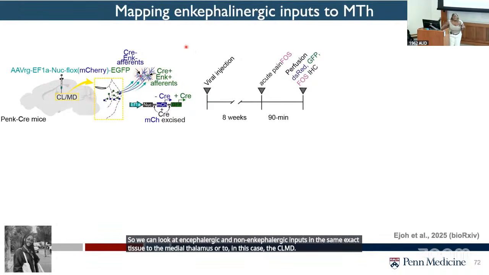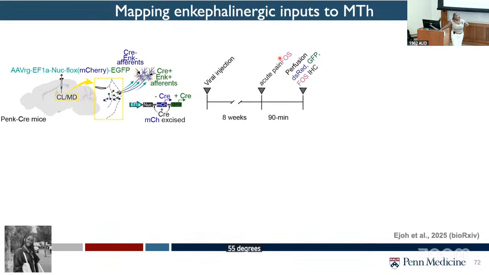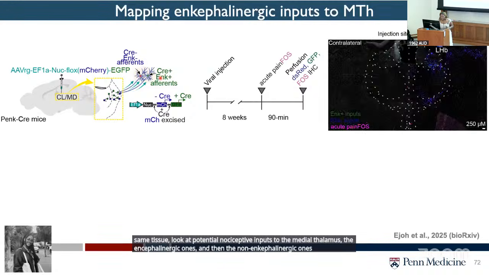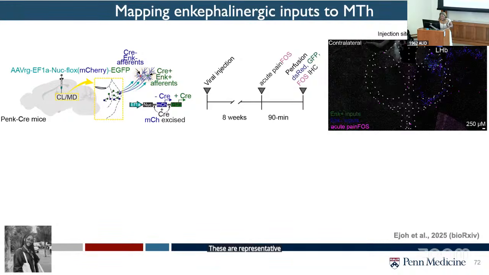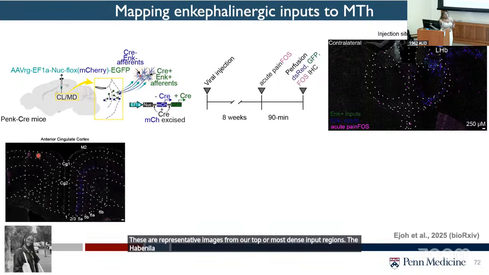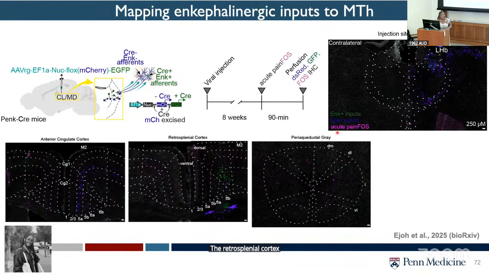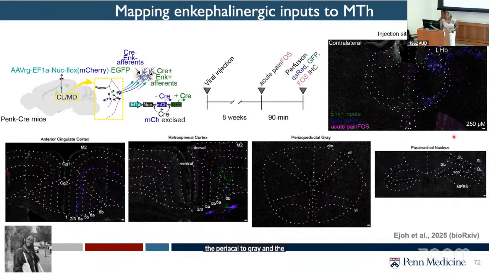Then we took it one step further. We also did another acute pain FOS stimulus in these mice. So we gave them this 55 degrees Celsius hot water drop. 90 minutes later, we looked at FOS in the same tissue to look at potential nociceptive inputs to the medial thalamus, the enkephalinergic ones, and then the non-enkephalinergic ones. Okay. These are representative images from our top or most dense input regions: the habenula, the anterior cingulate cortex, the retrosplenial cortex, the periaqueductal gray, and the parabrachial nucleus.